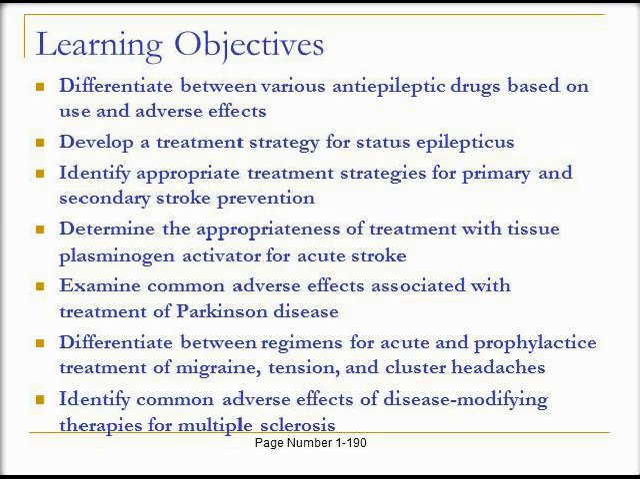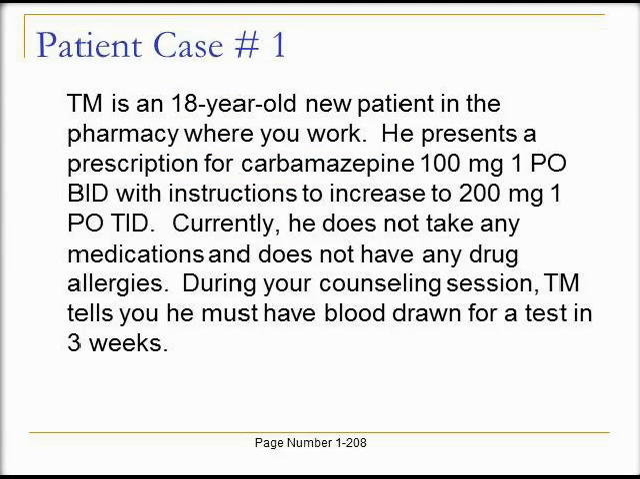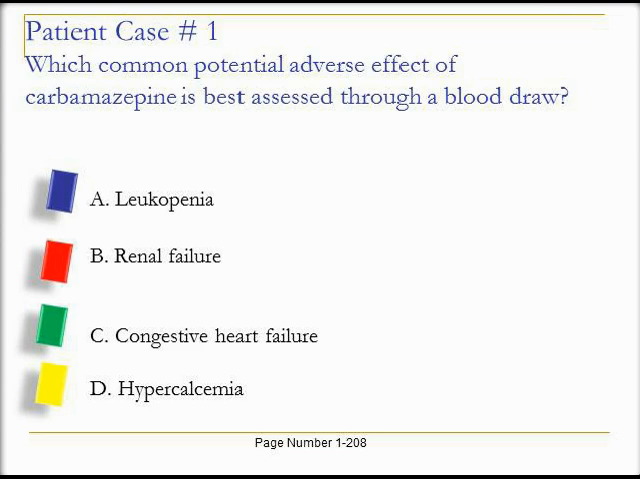If you've got your case or your prep guide book, that starts on volume 1, page 208. So TM is an 18-year-old new patient in the pharmacy where you work. He presents a prescription for carbamazepine 100 milligrams BID with instructions to increase to 200 TID. Currently, he doesn't take any medications, does not have any drug allergies. During your counseling session, he tells you he needs to have a blood draw in 3 weeks. So get those flashcard things ready.